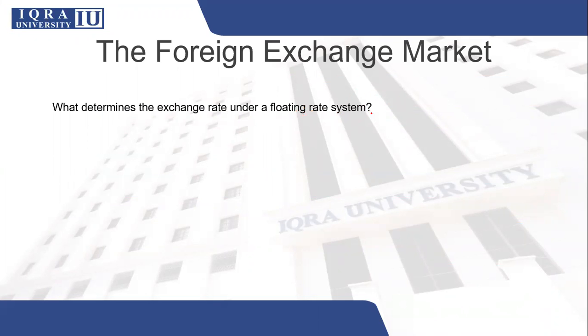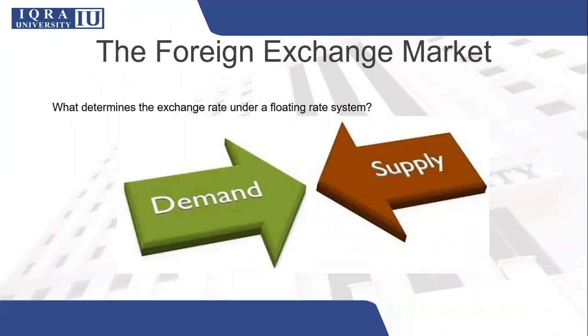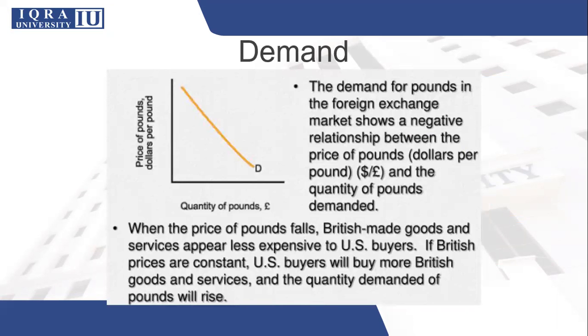So in a floating rate system, basically the prices are being set through the forces of demand and supply. There is no government intervention at all. Now we're going to discuss each of them separately and then together. So the demand for pounds. We're going to take the example of pounds. We have quantity of pounds and we have the price of pounds, dollar per pound over here.